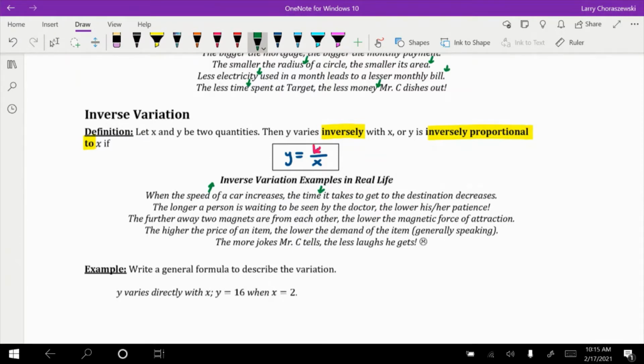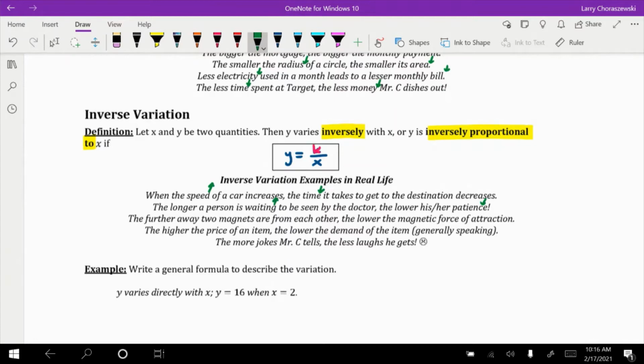The longer a person is waiting to be seen by the doctor, the lower his or her patience. Maybe that's more of a silly type example there, but I could definitely remember that happening a lot of times in my life. All right, so the longer a person is waiting, the lower the patience can be. More of a sciencey one here. The further away two magnets are from each other, the lower the magnetic force of attraction.